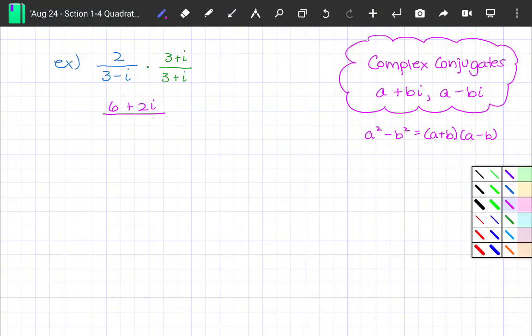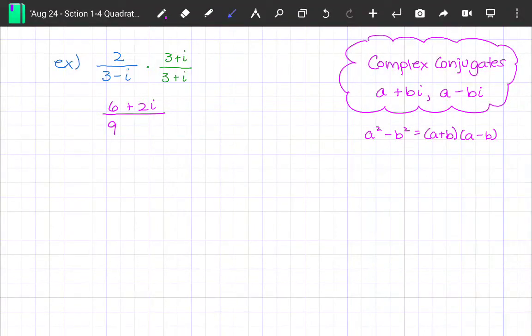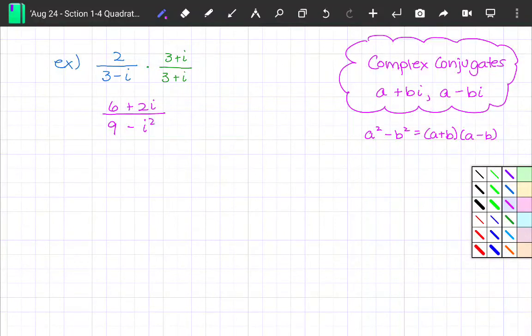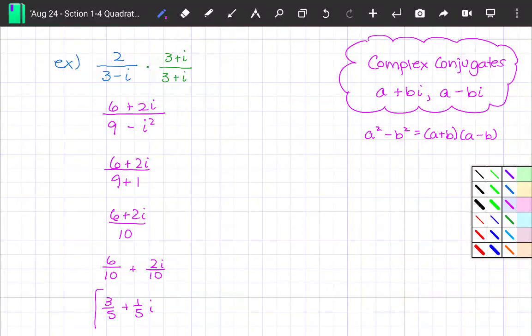3 times 3 is 9. Negative i times positive i is negative i squared. But we know that i squared is negative 1, so that winds up being 9 plus 1, which is 10. And now I can write it in standard form by separating out my fractions, and then I should simplify. And I wind up with that as my answer.